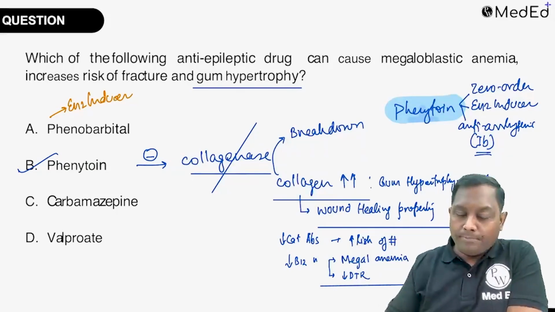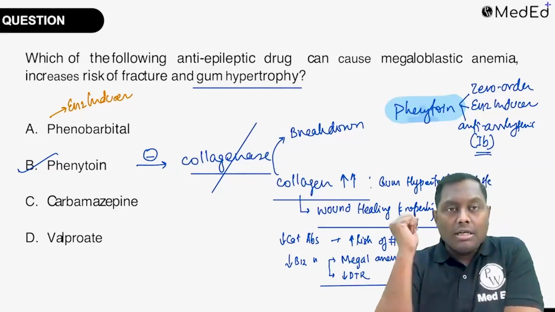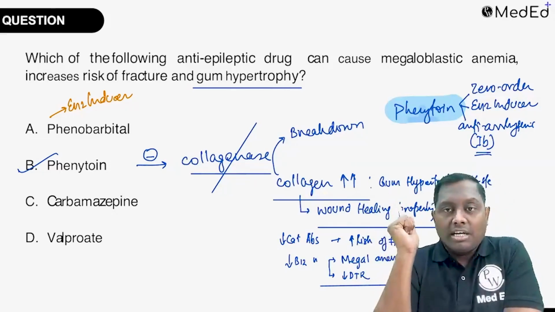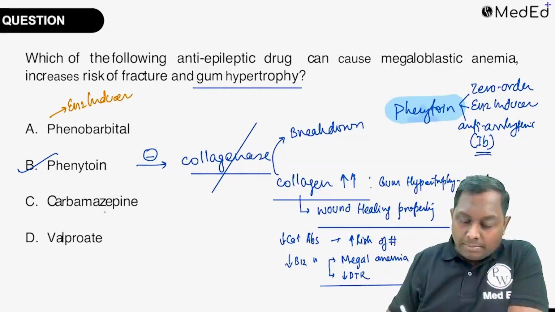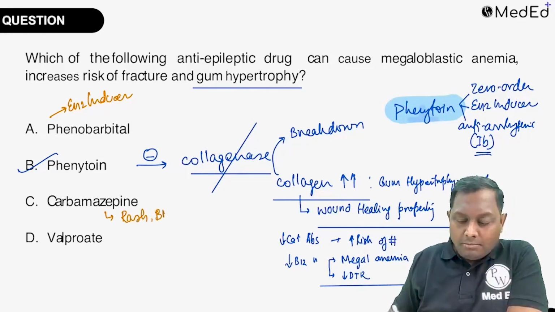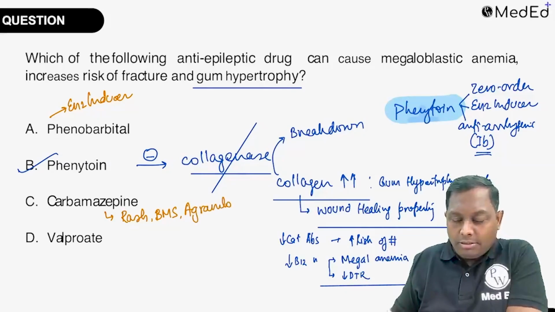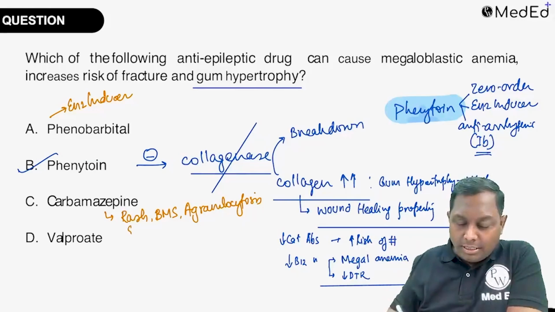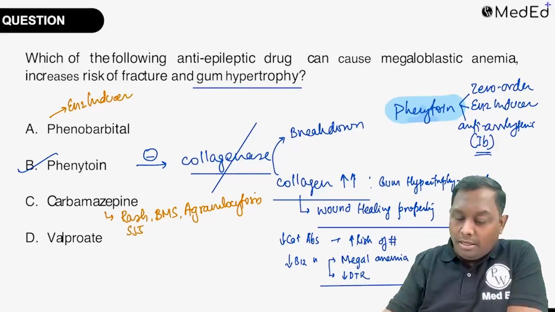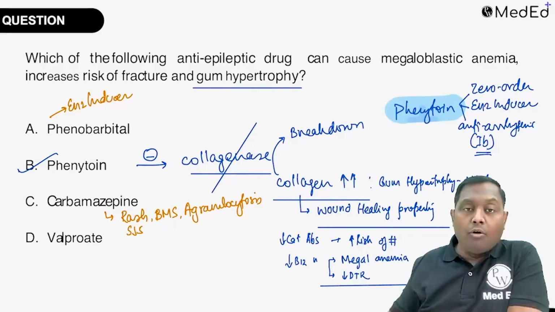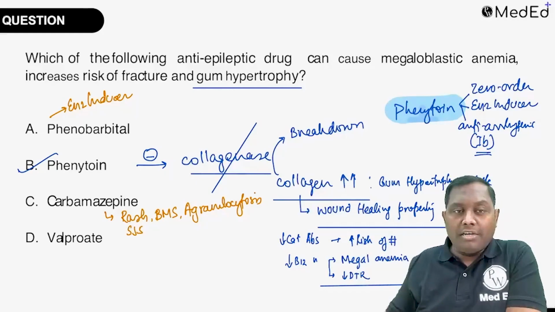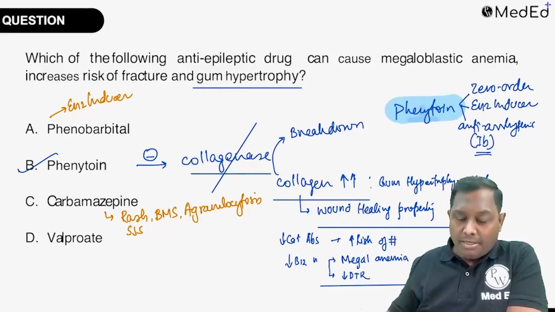Barbiturates, right? They are highly toxic drugs, right? Their safety margin is quite narrow. Carbamazepine is mainly associated with problems like rash, bone marrow suppression, agranulocytosis. Okay, rash occurring secondary to Stevens-Johnson syndrome, agranulocytosis, bone marrow suppression. All these are the important side effects of carbamazepine.